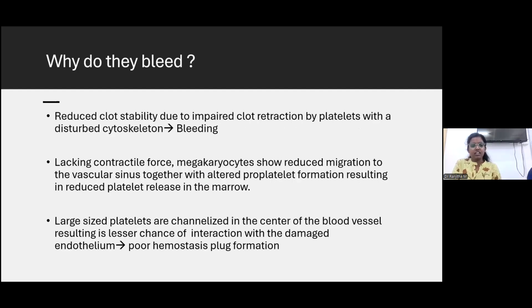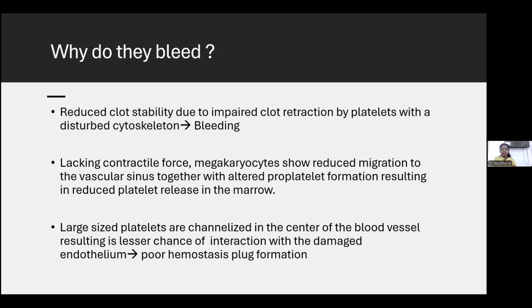So why do they bleed? There are various reasons. One of the reasons is reduced clot stability due to impaired clot retraction by platelets with a disturbed cytoskeleton, hence predisposing them to bleed. Second, lacking contractile force, megakaryocytes show reduced migration to the vascular sinus together with altered proplatelet formation, resulting in reduced platelet release in the marrow itself. And thirdly, the large size platelets are channelized in the center of the blood vessel, resulting in a lesser chance of interaction with the damaged endothelium, and hence poor hemostatic plug formation.